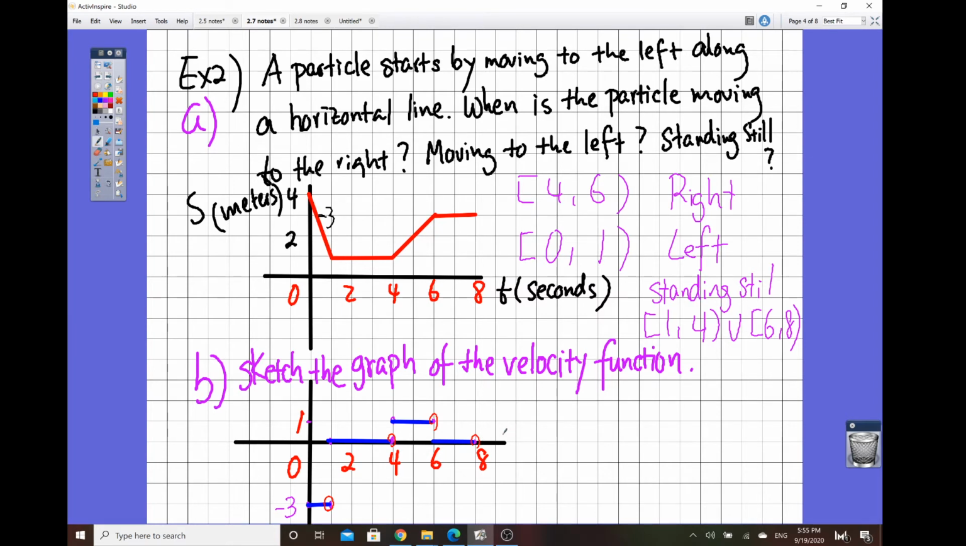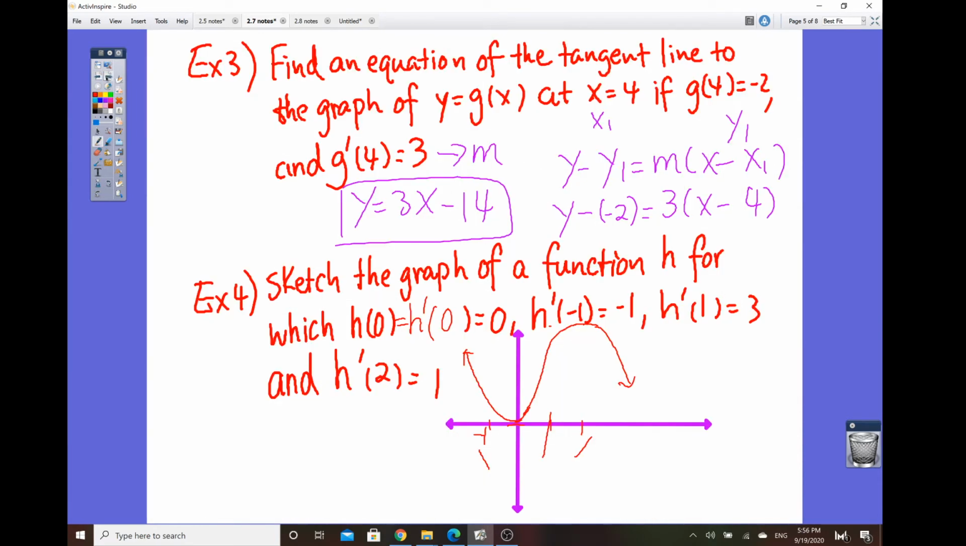And then from 6 to 8, the particle is also standing still. And for those of you wondering about the open circle, that's just the end point, but it's not included. As you can see, the left and right bound positions, the right end point, are not included. Well, because that would be considered the initial time for the new rate of change. Okay, so now let's see what else we have for the rest of this. Again, this one is already done.